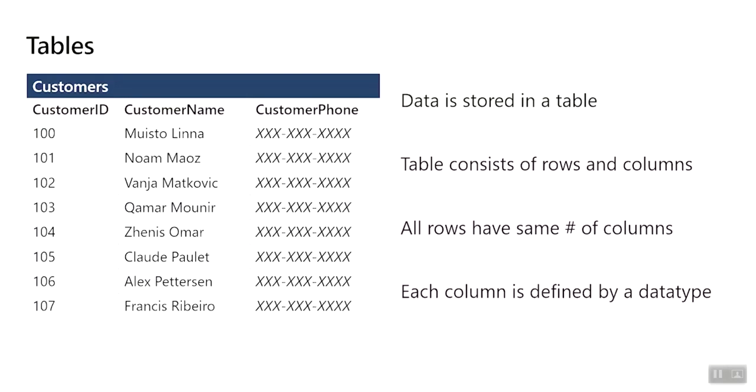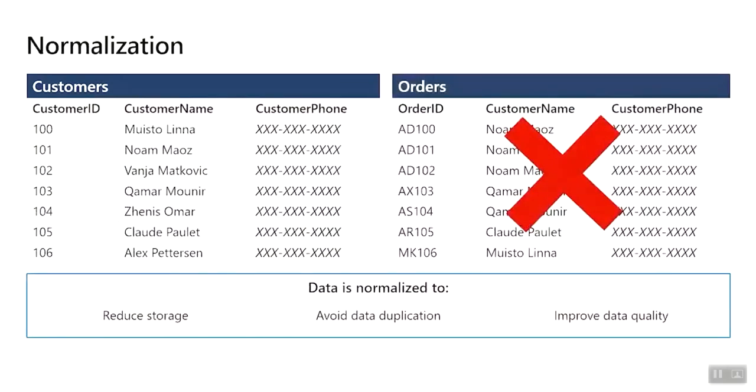The rows in a table can have more than one column that defines the properties of the entity. The properties in this case would be customer ID, customer name, and customer phone number. All the rows in the same table will have the same number of columns. Some of these columns are actually used to maintain relationships between tables, which is where the relational model gets its name from. Typically, when we're designing a relational data model, we need to normalize the data so that we can reduce storage, avoid data duplication, and improve data quality.